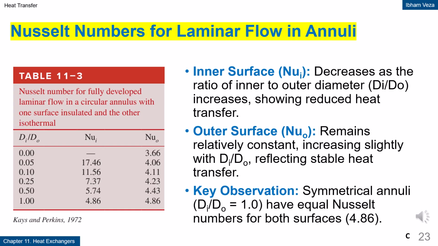Nusselt numbers for laminar flow in annuli. The Nusselt number is used to represent the intensity of convective heat transfer. For laminar flow in annuli, the inner surface Nusselt number decreases as the inner to outer diameter ratio increases. In contrast, the outer surface Nusselt number remains relatively constant. Under symmetric conditions, both surfaces have the same Nusselt number. This information is important for detailed analysis of double-pipe heat exchangers.